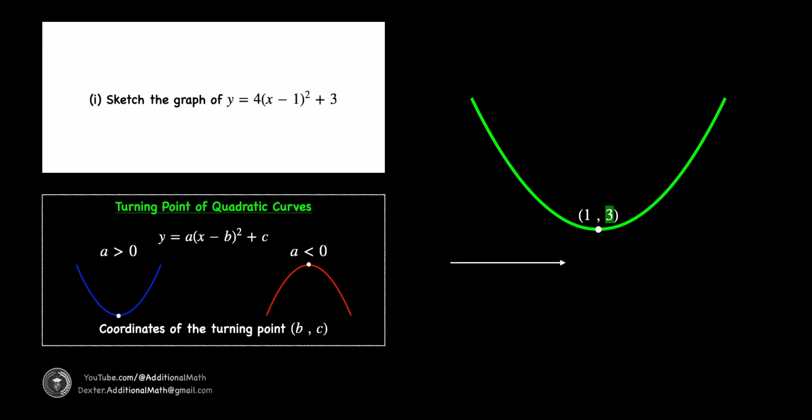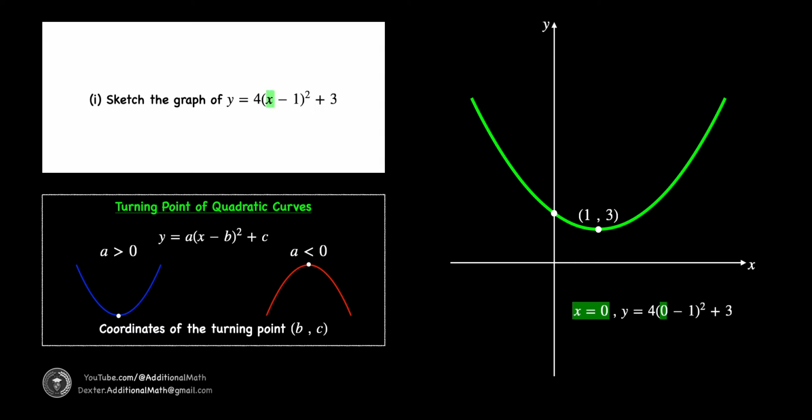Since the lowest point of the curve is 3, the x-axis must be below this point. Also, the x-coordinate of the minimum point is 1, implying that the y-axis must be to the left of the stationary point of our quadratic. To find the vertical intercept of our quadratic curve, we will now replace x with 0 in the quadratic equation to give us a y-coordinate of 7. And here it is, the sketch of y equals 4 times the square of (x minus 1) plus 3.